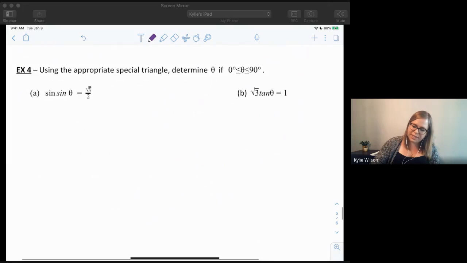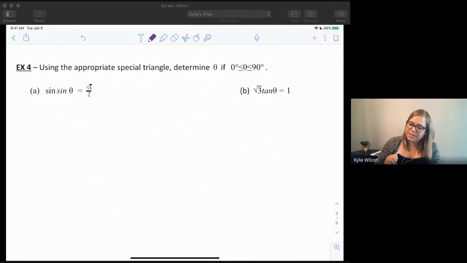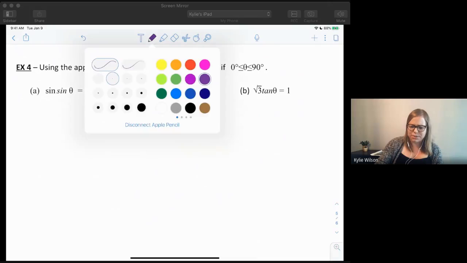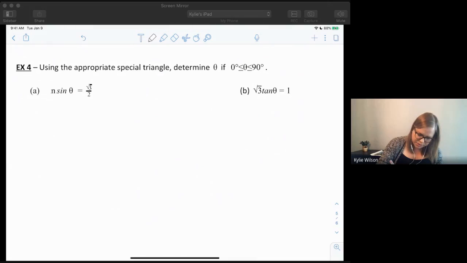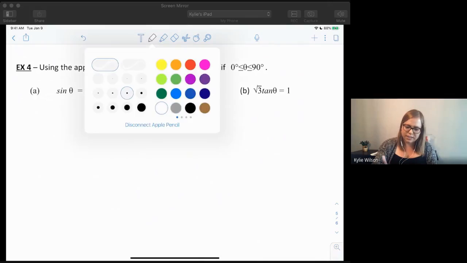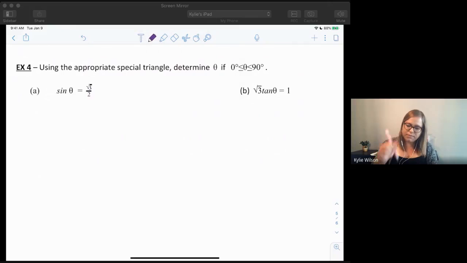So we're going to use the appropriate special triangle to find theta. So now we're going to do it backwards. The first thing I want to say is I don't know why we get this double sign here. I think it's just from me bringing these over on my Mac, so I'm sorry, I don't know why those are there. You can just cross it out or erase it. There we go. So now we're going to find theta.